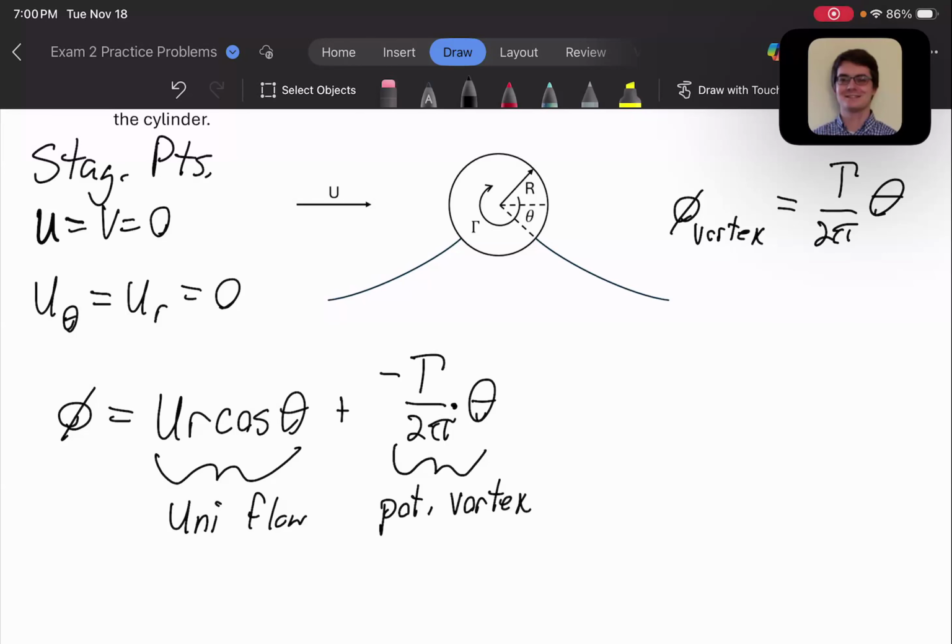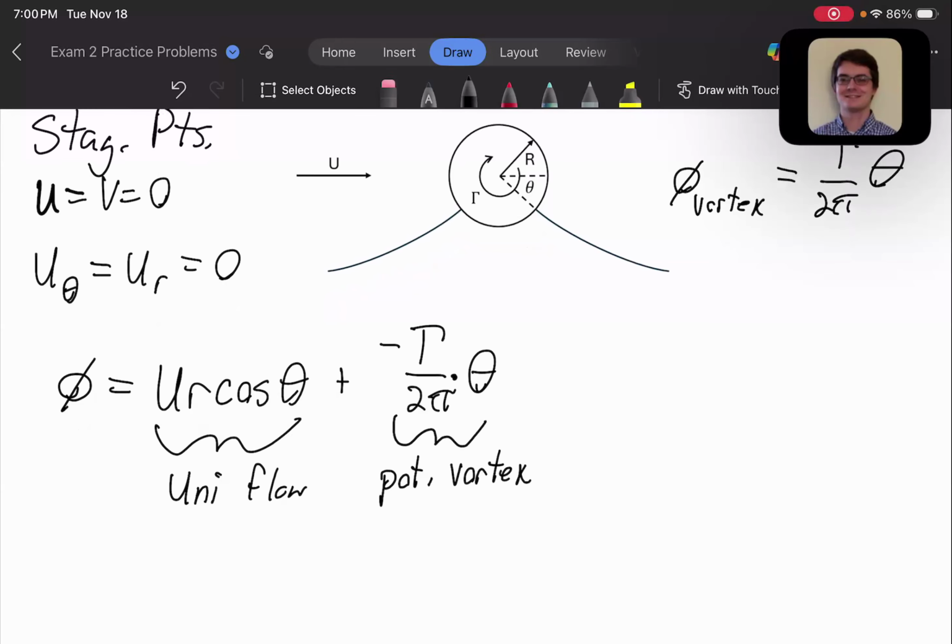Because it's coming from Cartesian coordinates, where it's just equal to Ux. So that's where it comes from. Little r is a variable as you go in or out radially, and big R is just the radius of the cylinder. Yeah.